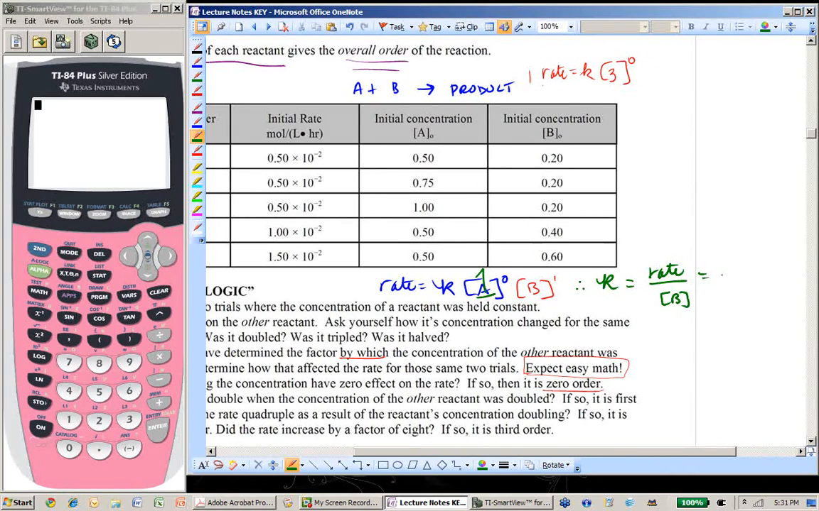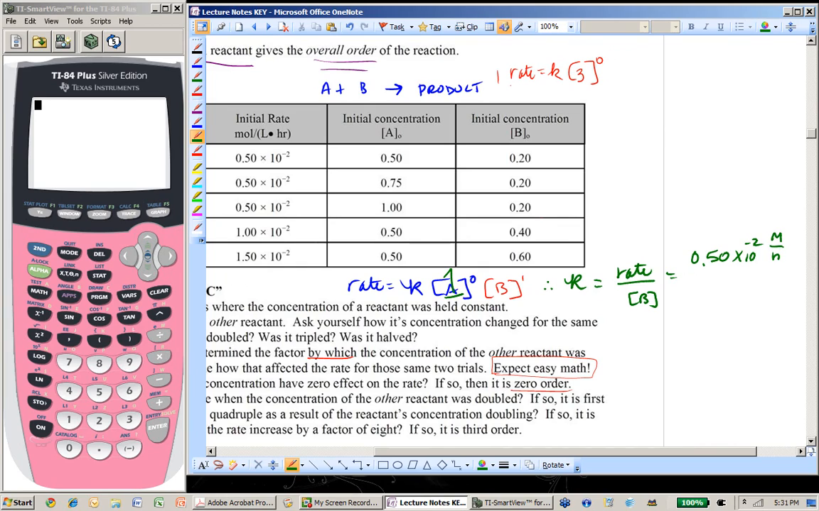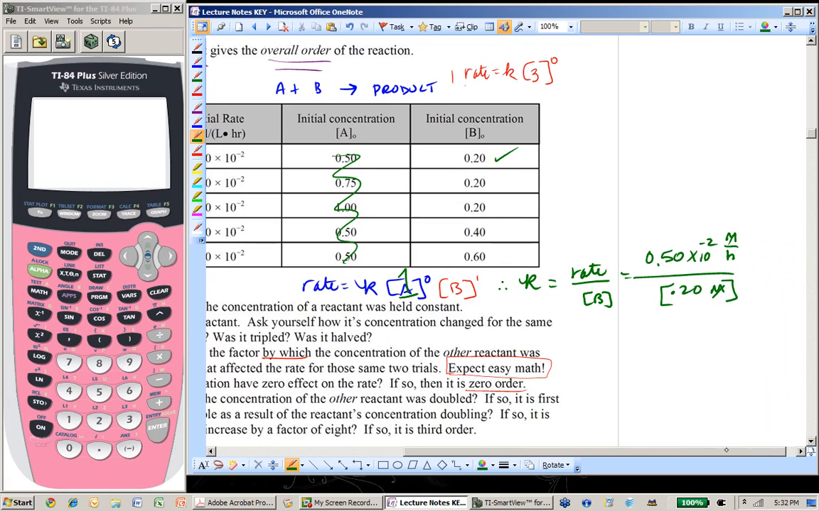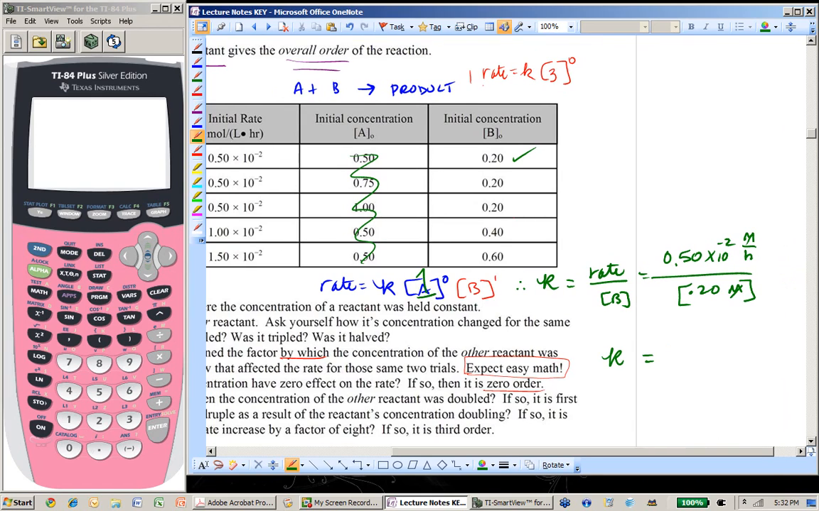So pick a line, any line. Pick your favorite, doesn't matter, just pick one. 0.50 times 10 to the minus 2. Look at the heading, look at the heading. Molarity per hour divided by, don't need any of this, it's not in the rate law. All I need is B. So divided by 0.20. I just used the first line, and that is molar. So my molars are going to cancel, and my rate constant number I'm about to come out with is going to have just a per hour. So K equals 0.5 E minus 2 divided by 0.2.